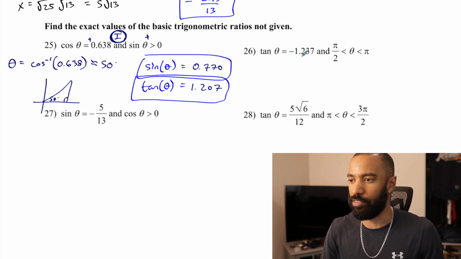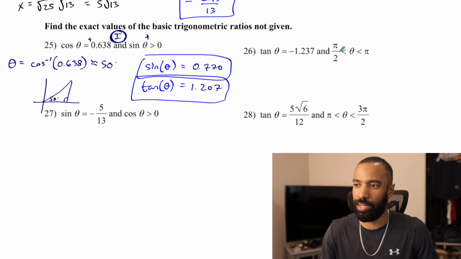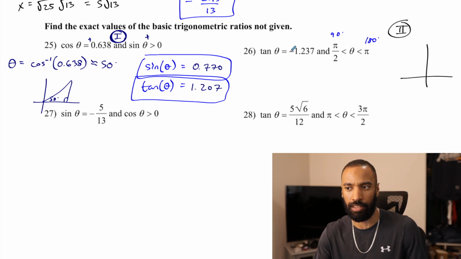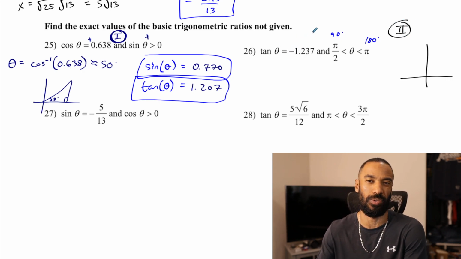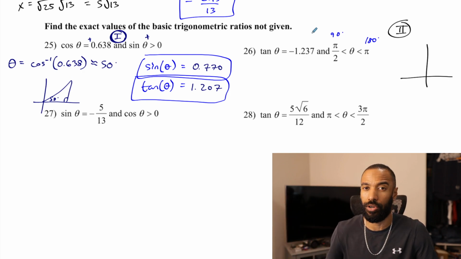Okay, this time we're going to be given tangent, and they're going to tell you that we are between 90 and 180 degrees. Pi over 2 is 90. This is 180. So this time they're giving you the domain of this reference angle. We're in the second quadrant right here. And it makes sense that tangent's negative.